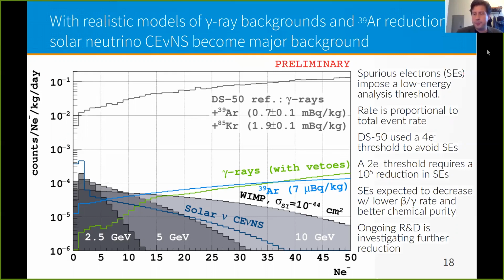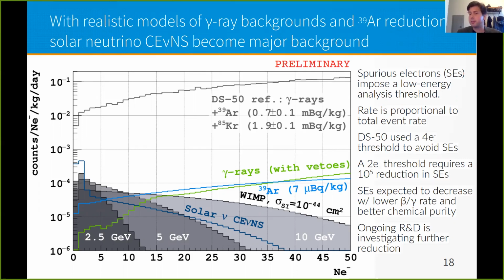So DarkSide-50 used a 4-electron threshold. Due to the proportional decrease of betas and gammas, we might be able to achieve something similar. We will consider a 4-electron threshold as a case study, as well as a 2-electron threshold, which would require 5 orders of magnitude reduction in the spurious electron background rate.